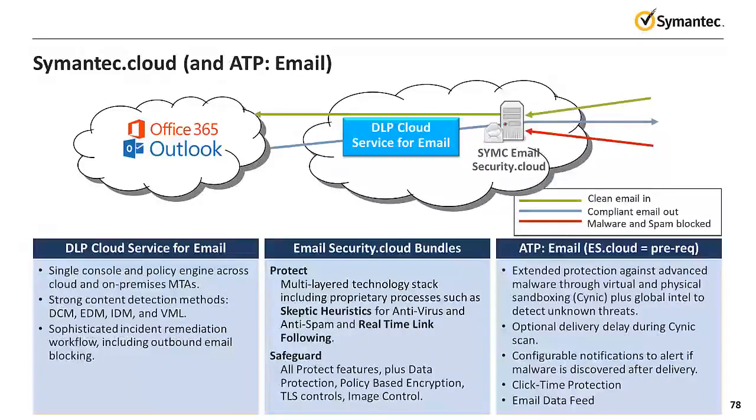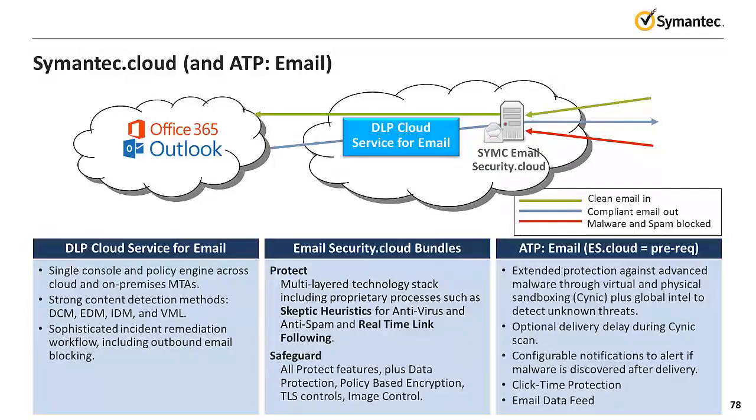Customers with Email Security.cloud Protect can also take out ATP Email, which adds further controls and protections to inbound email traffic, and integrates with a broader ATP portfolio. With this product combination, customers are assured that only approved email traffic is in motion, regardless of the direction of traffic.